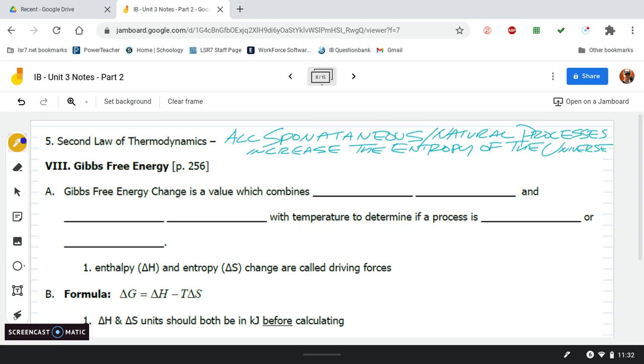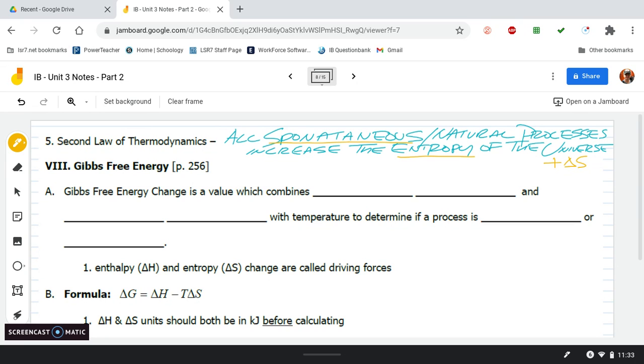So what the heck does this mean? This means that if you have something that has a positive delta S, it's more likely to be spontaneous. Not guaranteed, but it's more likely, right?